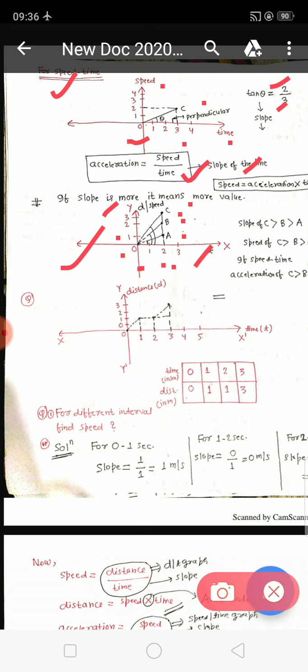Numerically you can solve it, but graphically how do you have to see it? You have to see it by the slope of the line.